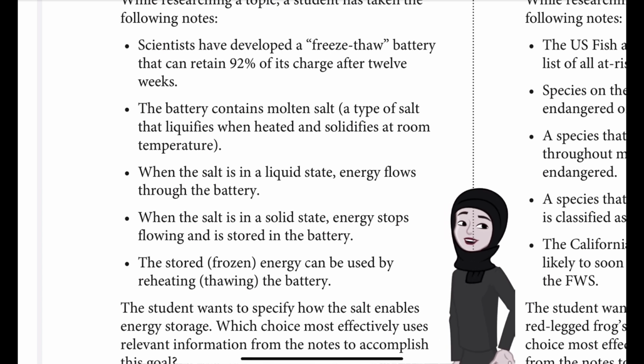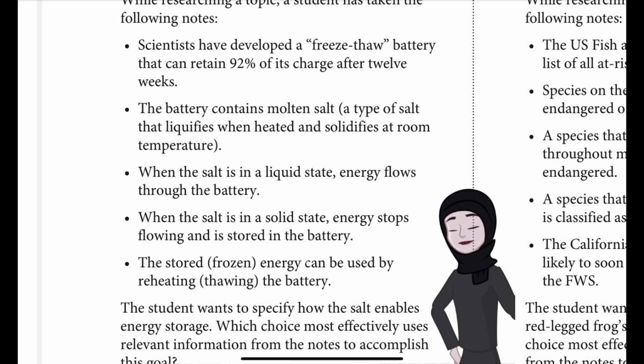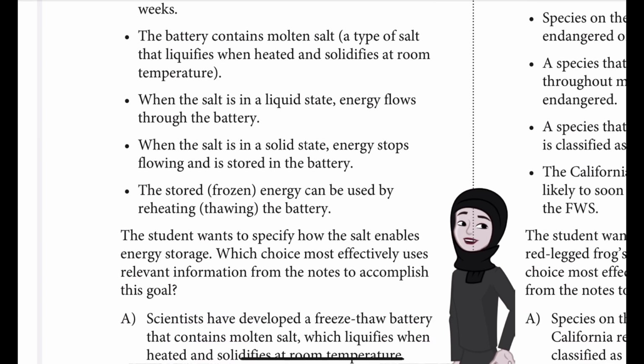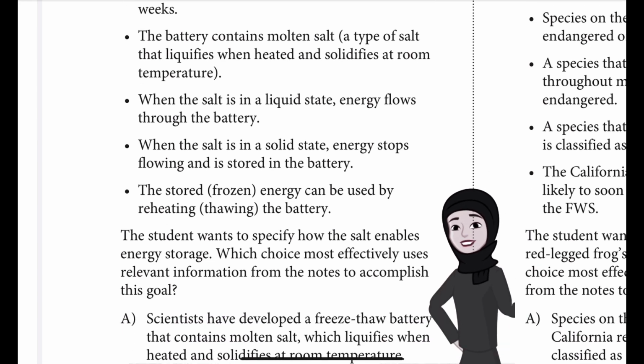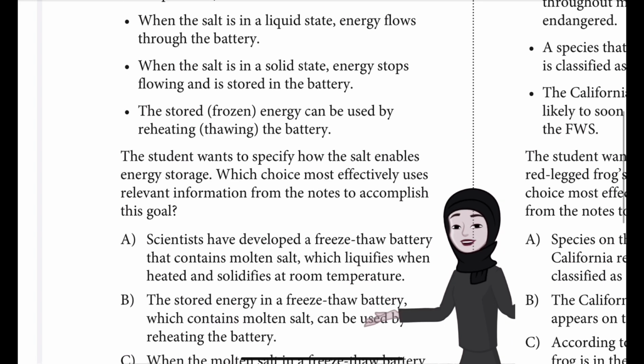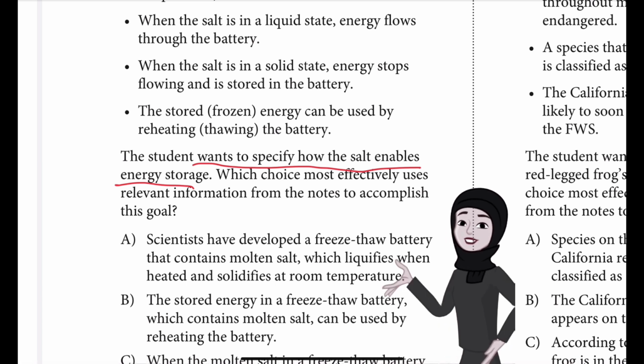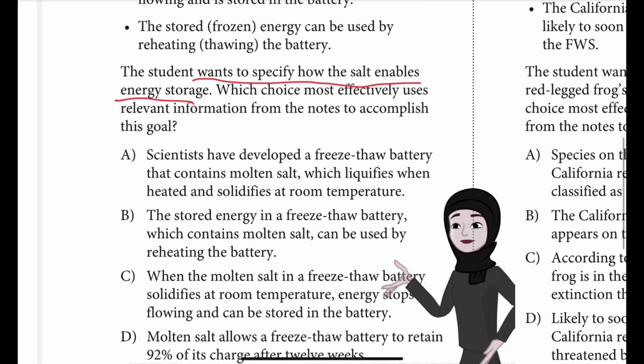When the salt is in a liquid state, energy flows through the battery. When the salt is in a solid state, energy stops flowing and is stored in the battery. The stored frozen energy can be used by reheating or thawing the battery. So the student wants to specify how the salt enables energy storage. So what the student wants to specify, his most important goal, would be to specify how the salt enables energy storage. So which choice most effectively uses relevant information from the notes to accomplish this goal?